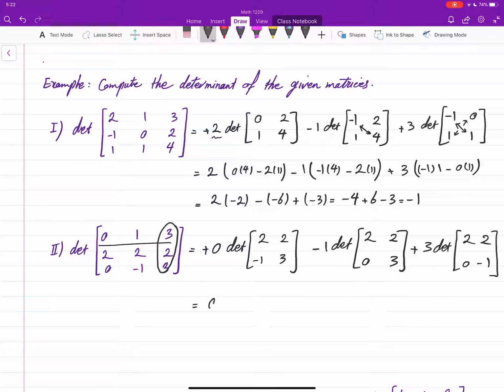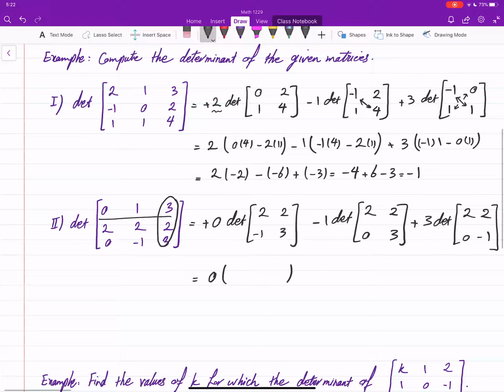So the first one is 0 times... Right now you notice here, if you have a 0 entry in the first row, you're going to multiply that determinant by 0. Doesn't matter what that determinant is, it will give you 0 for that piece. So I don't need to compute the determinant of this 2 by 2 matrix. Let me just keep it that way.